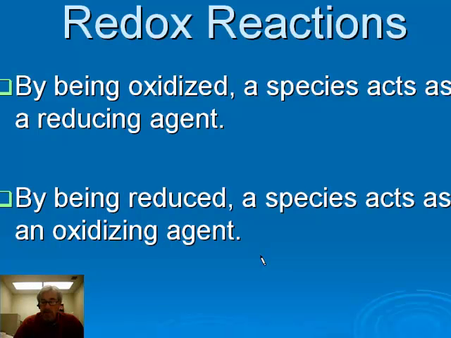Conversely, by being reduced, the species is gaining electrons, accepting them from somewhere else, which allows another species to get rid of its electrons and become oxidized. So we call things that are being reduced oxidizing agents.